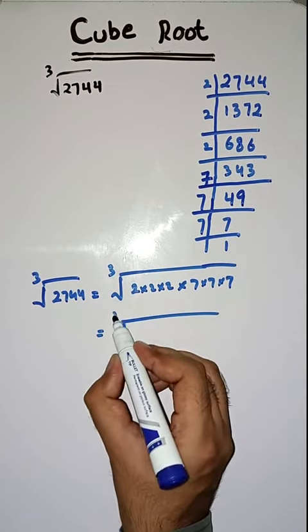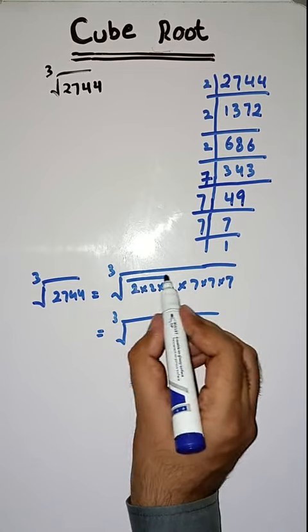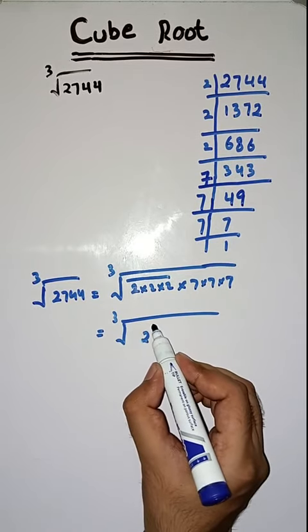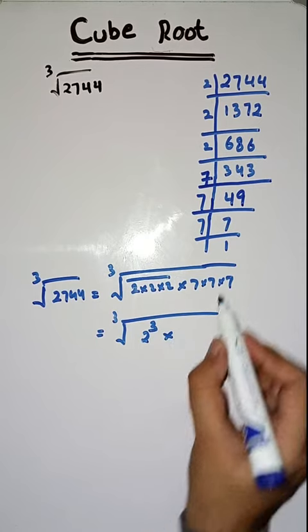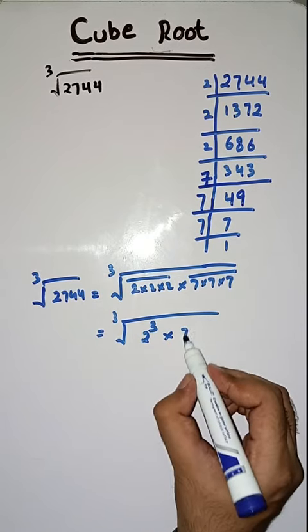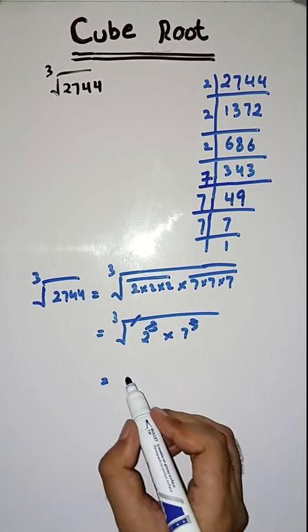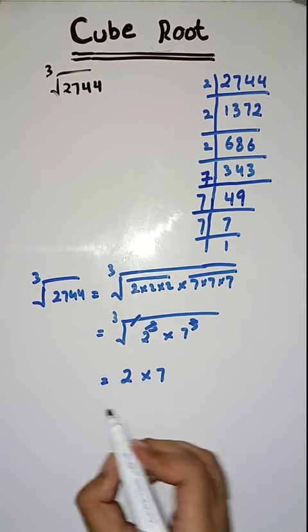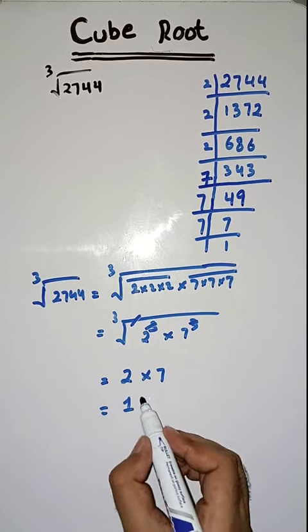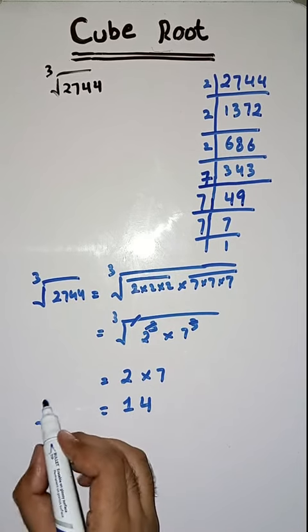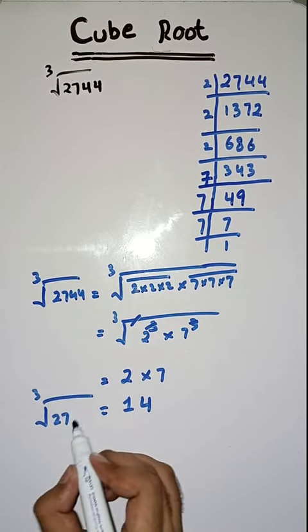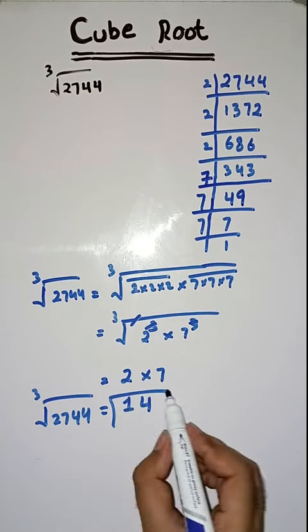We have to make pairs of prime factors. 1, 2, 3. Three 2s we can write as 2 power 3, multiplied by three 7s, which we can write as 7 power 3. Now, power and cube root will cancel. We are left with 2 into 7. 7 into 2 is equal to 14. So, students, the cube root of 2744 is equal to 14.